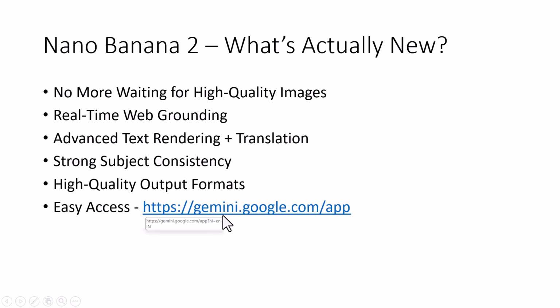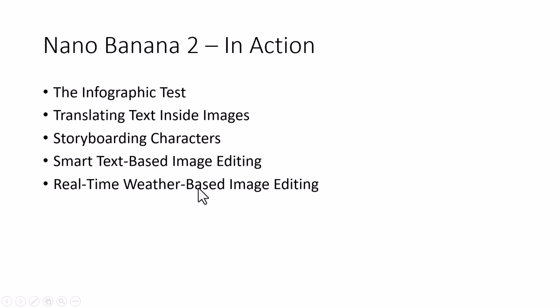So before we experiment, Nano Banana 2 finally solves the speed versus quality problem, delivering fast, high quality, consistent and enterprise-ready image generation that's practical for real-world creators and businesses, right? So we will test these 5 different examples: the infographic test, translating text inside images, storyboarding characters, smart text-based image editing, and real-time weather-based image editing. Okay, so we will test Nano Banana 2 with all these 5 different examples.